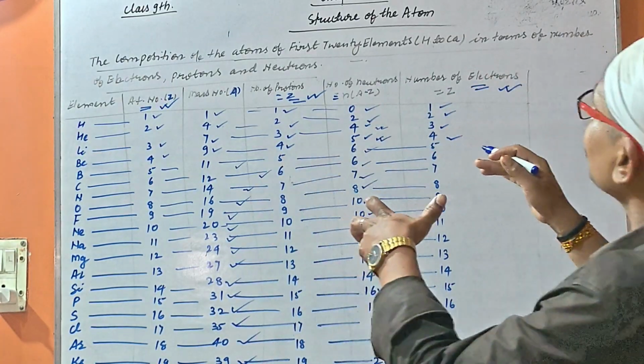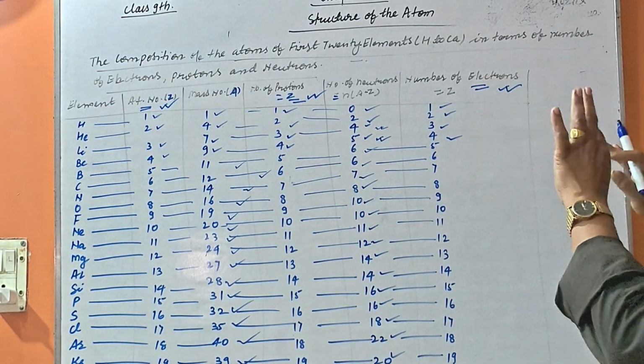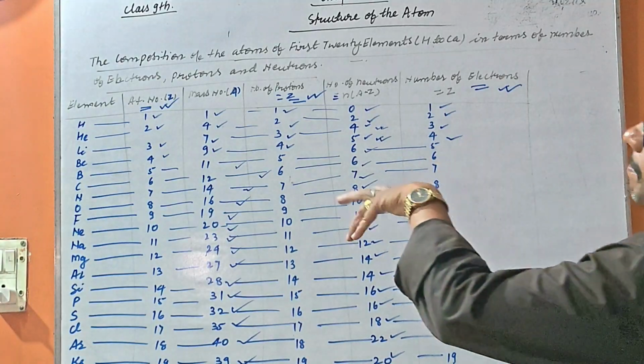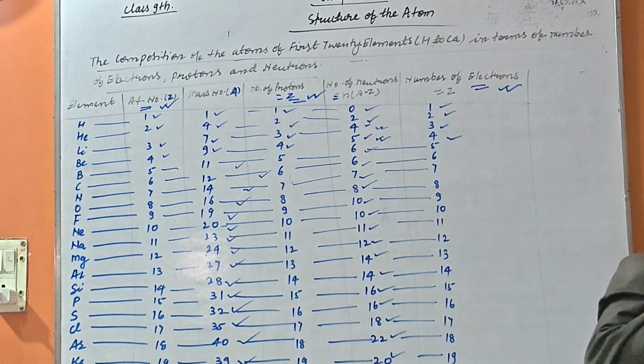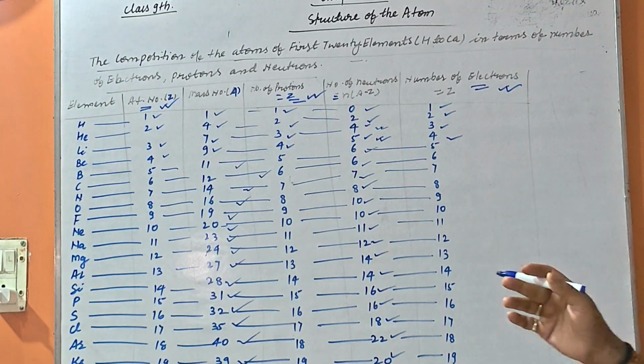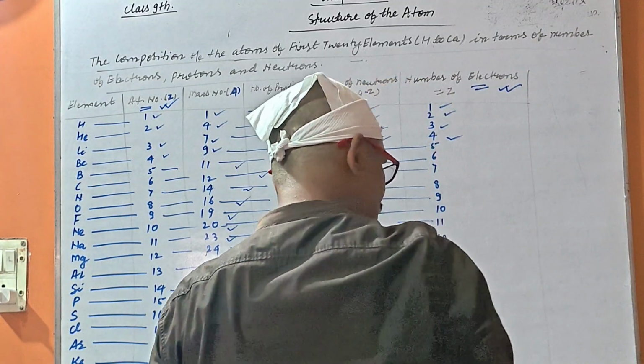So the mass number and number of neutrons vary, but the atomic number, number of protons and number of electrons will always be the same in the electronic configuration.